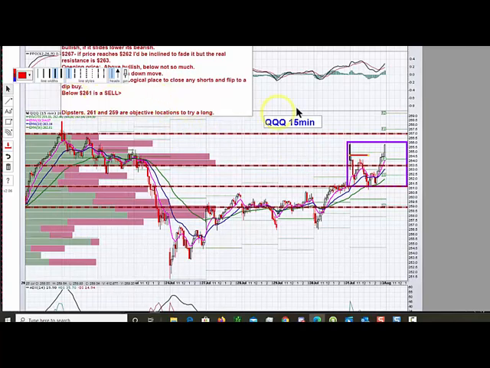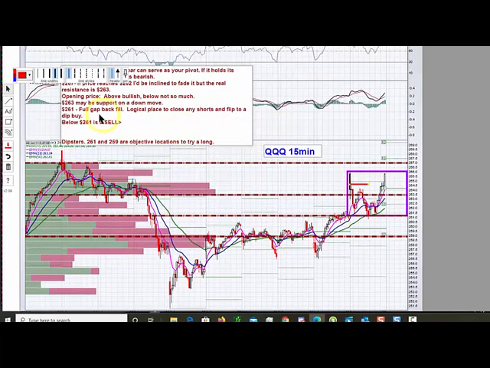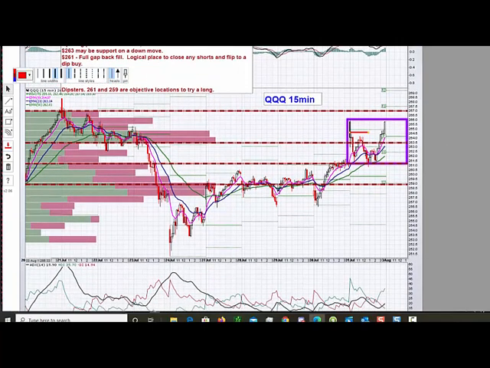We had set up here in the notes 261, full back gap fill, logical place to close any shorts and flip long. So that was in the notes. You got a full fill right here. If you had been long, that was a pre-identified place to get out.